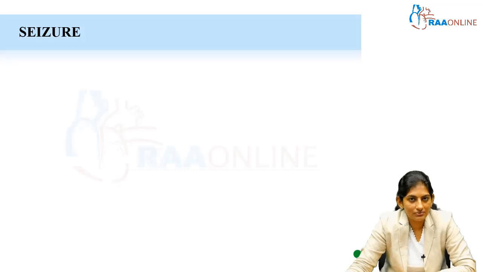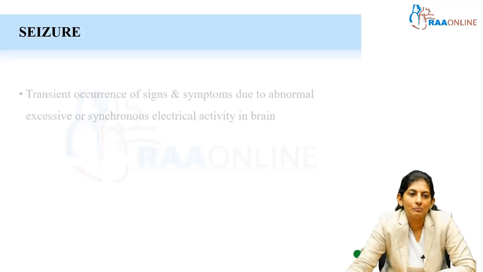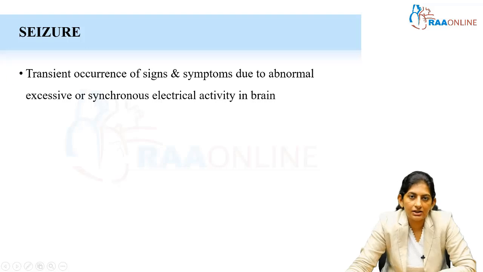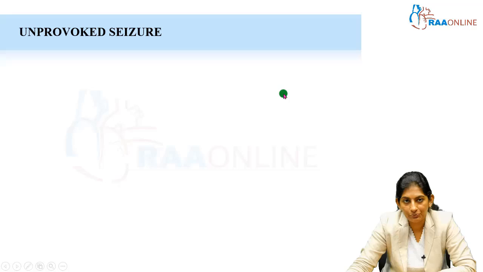So what is a seizure? Let's start with the definition, isn't it? Simple. A seizure is nothing but a transient occurrence of signs and symptoms because of an abnormal, excessive or synchronous electrical activity in the brain. So this is the term that you should use when you are defining a seizure.